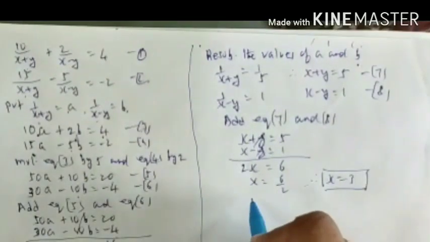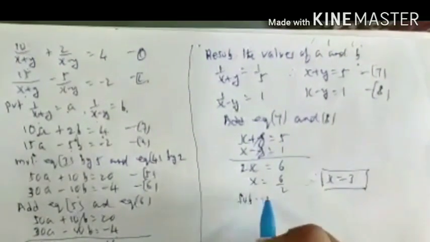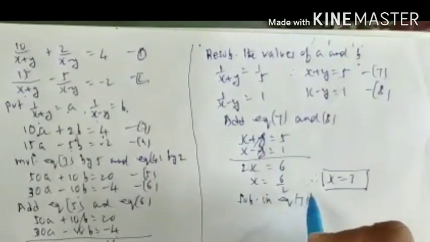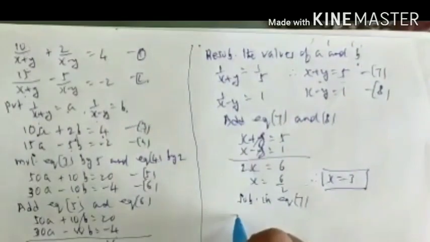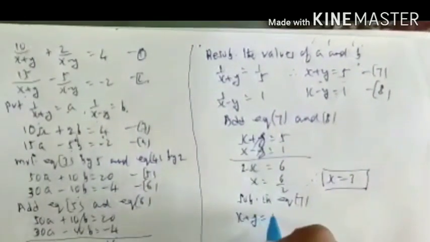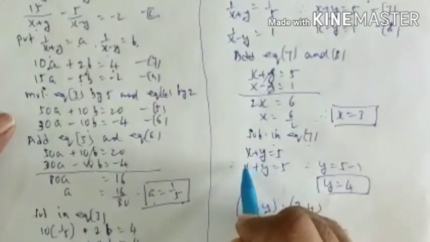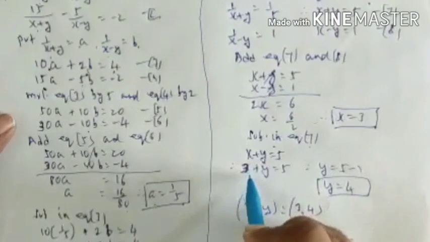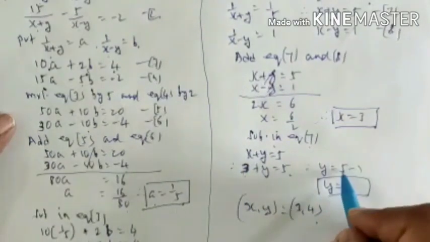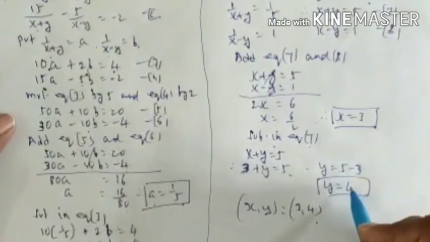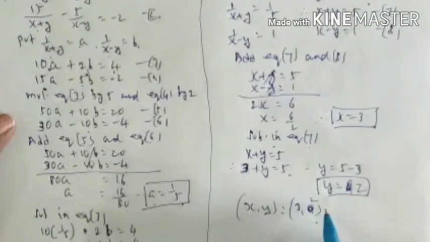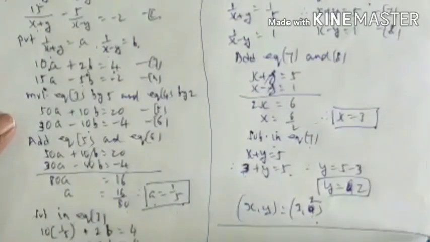In the same way, substitute in equation 7. Substitute in equation 7, what we get? x plus y is equal to 5, x equal to 3. We get 3 plus y equal to 5. So y is 5 minus 3. 5 minus 3 is how much? 2. So the value of y is 2. So our solution is x is equal to 3 and y is equal to 2.